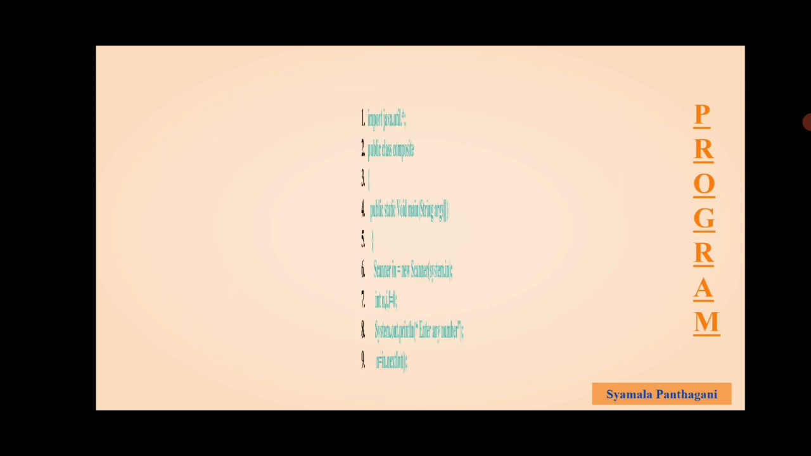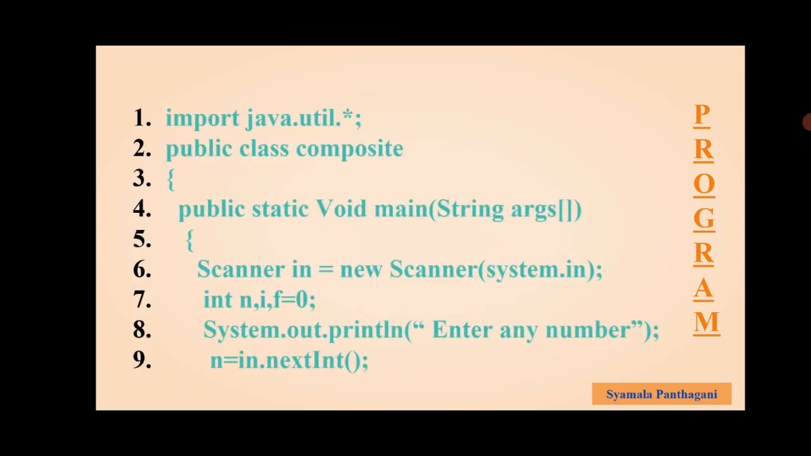Now we are going to write the program. Children, take care and write neatly. The variable description and program are very important. Write neatly. import java.util.*; public class composite { public static void main(String args[]) {. Now open the curly braces.